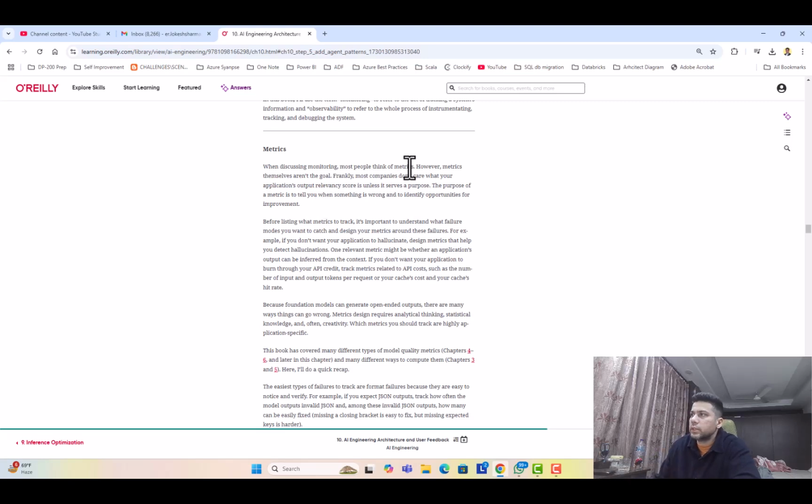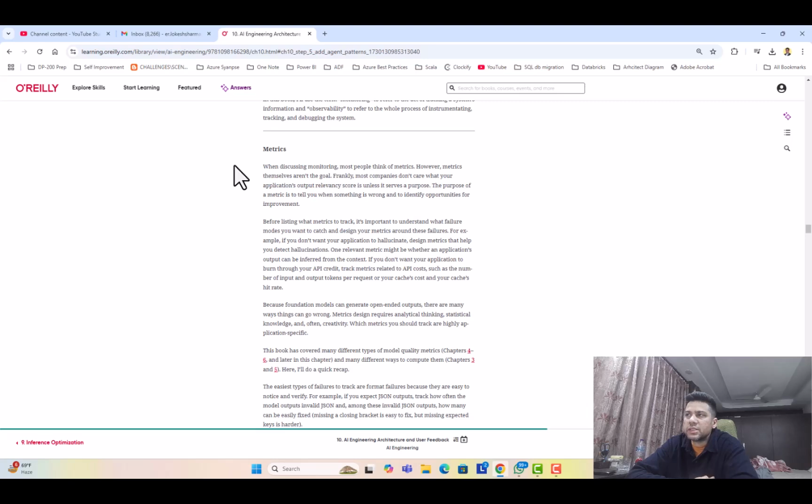I think I don't agree with this particular line. Metrics themselves aren't the goal, but I think a group of metrics might be a goal, and I assume when the author says metrics, she might be referring to a data point.